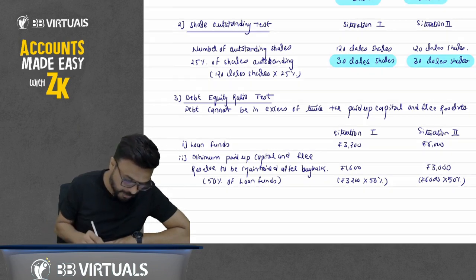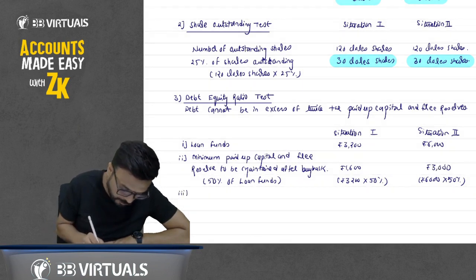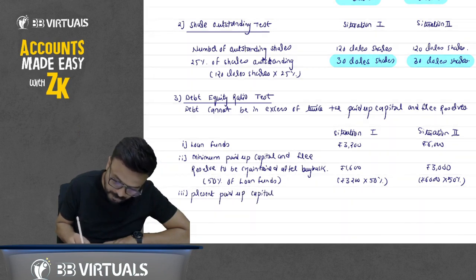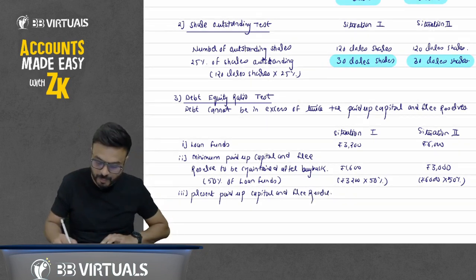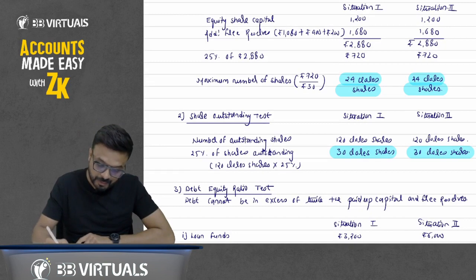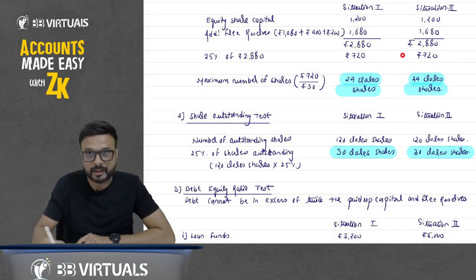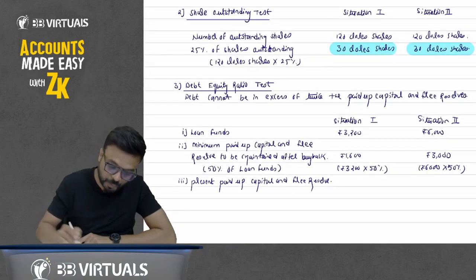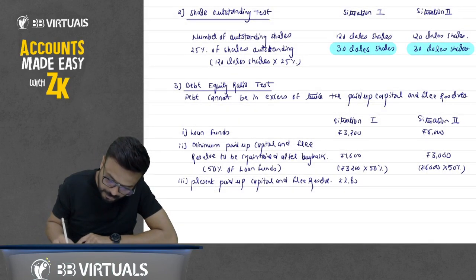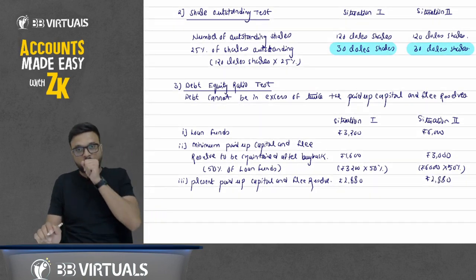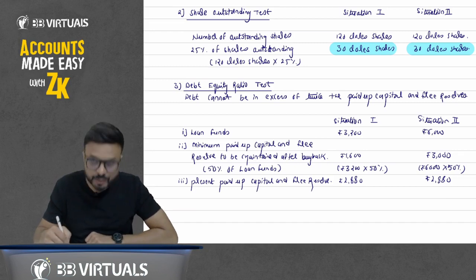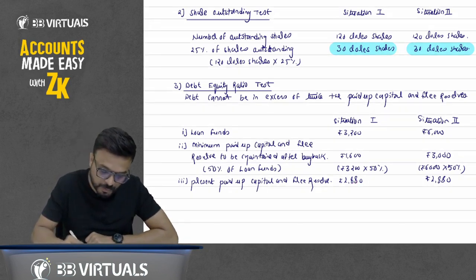Now here, third point, present paid up capital and free reserve. How much is present paid up capital and free reserve? That we have calculated in the first point, which is 2,880 under both the situations. So write down here 2,880. Now understand this point. Here this much should be maintained. So first I am discussing situation 1.